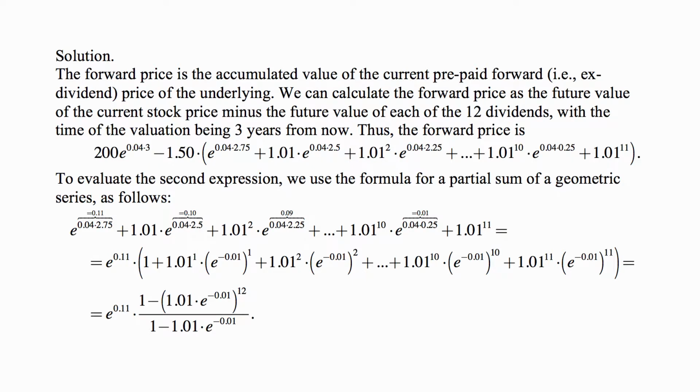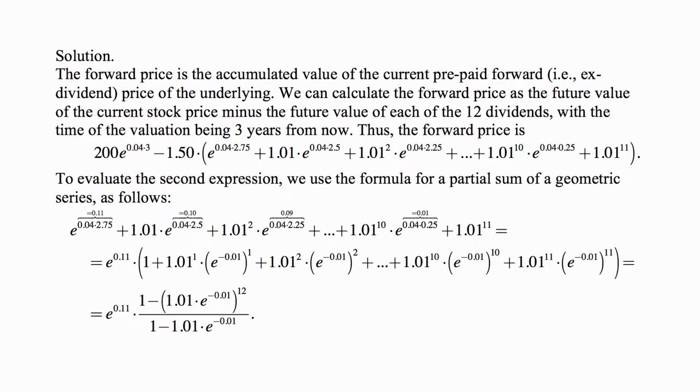The forward price is the accumulated value of the current prepaid forward, so ex-dividend, without the dividends' price of the underlying. We can calculate the forward price as the future value of the current stock price minus the future value of each of the 12 dividends, with the time of the valuation being 3 years from now.